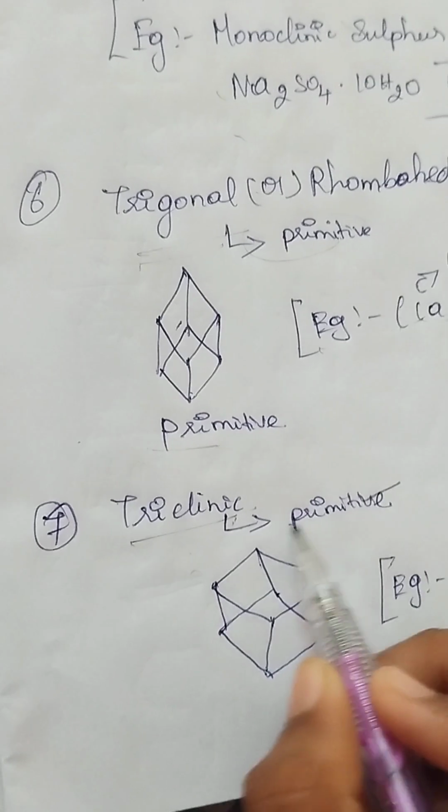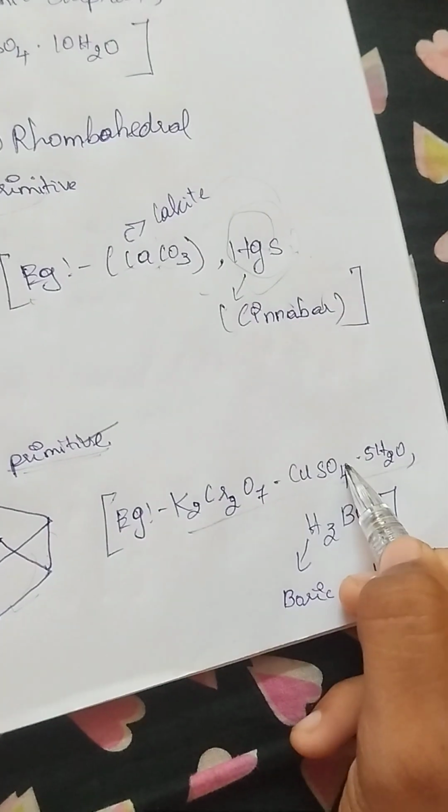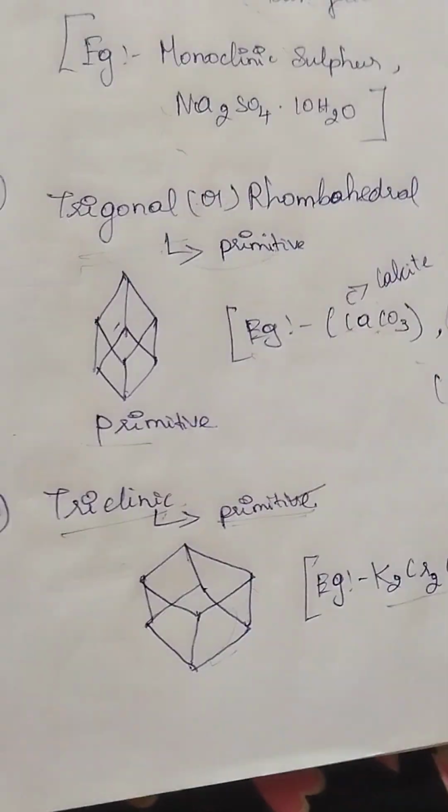And now we are going to see the triclinic. In triclinic, there is one type, that is primitive. The primitive is the same structure. We are using these crystals and boric acid also.